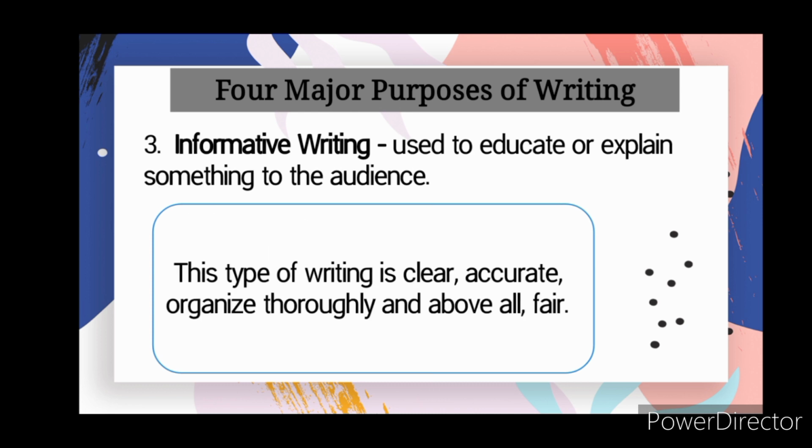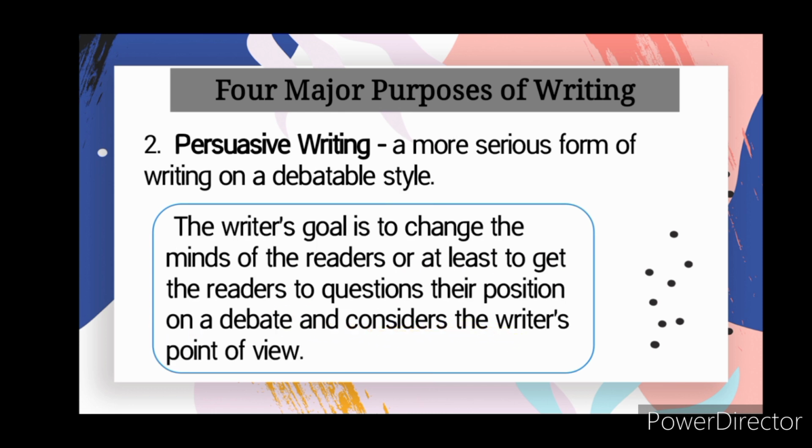The third on the list is the informative writing. It is used to educate or explain something to the audience. This type of writing is clear, accurate, organized thoroughly, and above all, fair. Informative writing has the goal to educate people through the works of the writing. When we have the purpose to inform, we make our text clear, accurate, organized, and this is also a formal type of purpose.